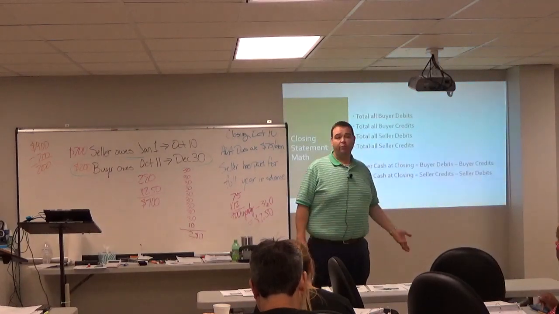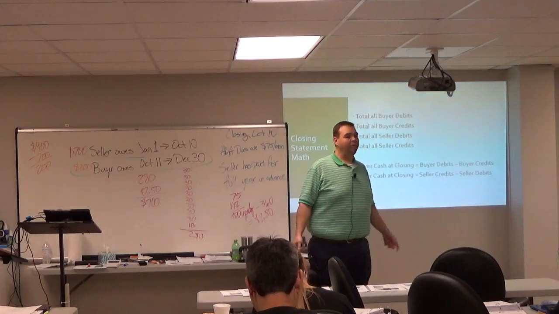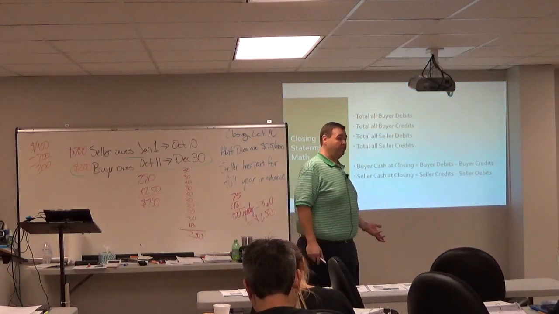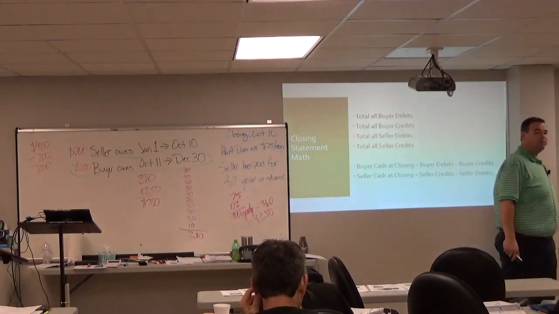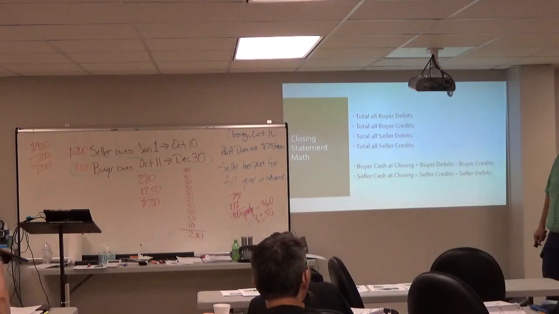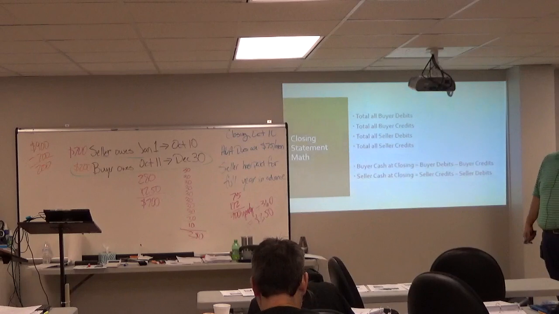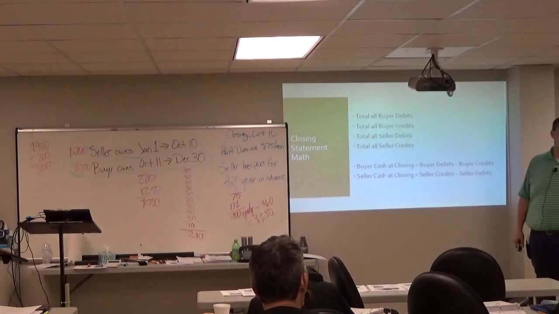And then if you take the difference between the seller's credits and debits, what is that number going to be? The amount of money that the seller receives at closing. How much money they're going to walk away with from the closing. So take the difference in the buyer's numbers, that's how much money the buyer owes. Take the difference in the seller's numbers, that's how much money the seller is going to get.